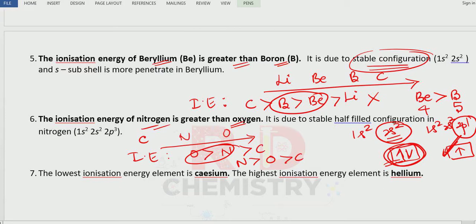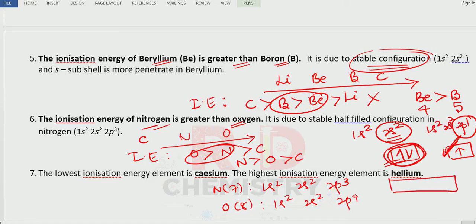Now we'll see why it is so. Nitrogen's atomic number is 7, so it is 1s2, 2s2 and 2p3, correct? And oxygen's atomic number is 8. It is 1s2, 2s2 and 2p4, correct? There are 3 orbitals in the p subshell altogether. So according to Hund's rule, 1, 2 and 3. So this is the 2p3. In the case of oxygen, there are 4 electrons: 1, 2, 3. First they occupy singly and the fourth one will pair up.